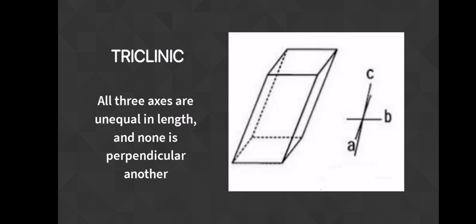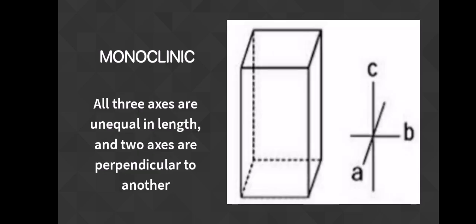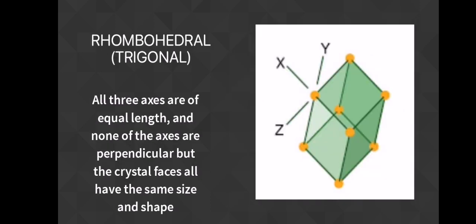Next is triclinic. All 3 axes are unequal in length and none is perpendicular to one another. Monoclinic. All 3 axes are unequal in length and 2 axes are perpendicular to another. Rhombohedral or trigonal. All 3 axes are of equal length and none of the axes are perpendicular, but the crystal faces all have the same size and shape.